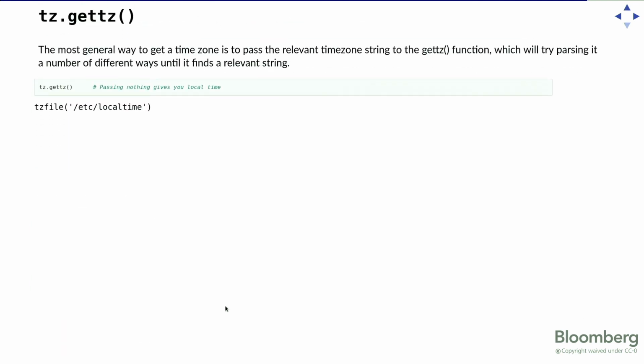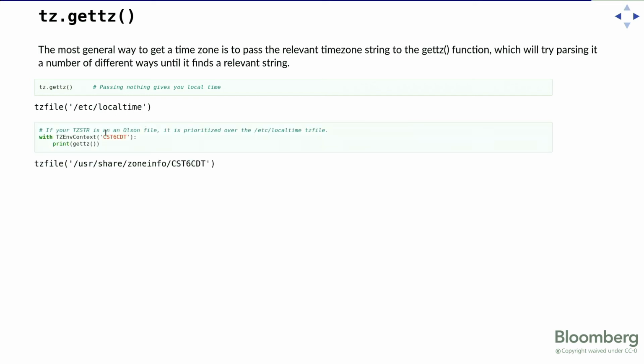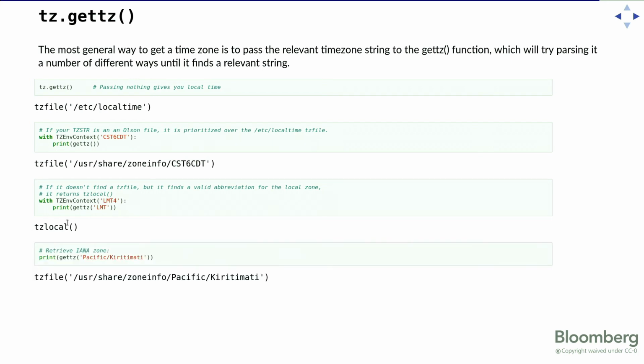And so I mentioned this gettz function. gettz is the most general way in dateutil to get the right zoneinfo file or the right tzinfo file. So if you pass it nothing, it gives you local time. In this case, mine is a zoneinfo file. If your local time is a zoneinfo file, it'll pick that up as well. If it can't find any sort of historical time zone file to attach to your local time zone, like this if it's LMT, then if you pass it a string that happens to match your current local time zone, it'll pick up tzlocal.